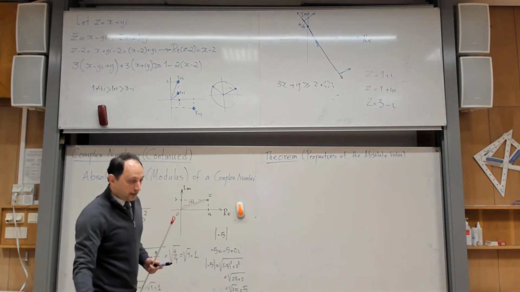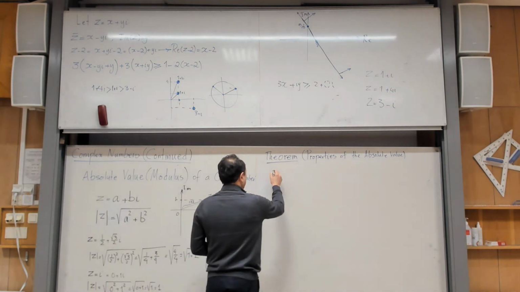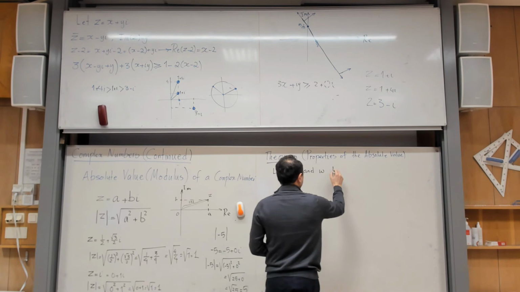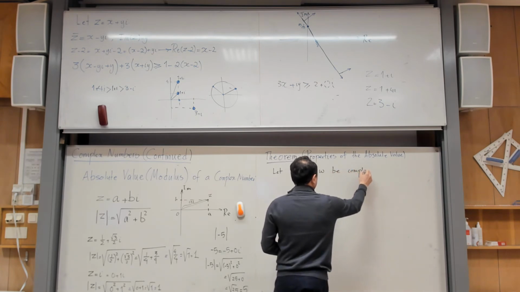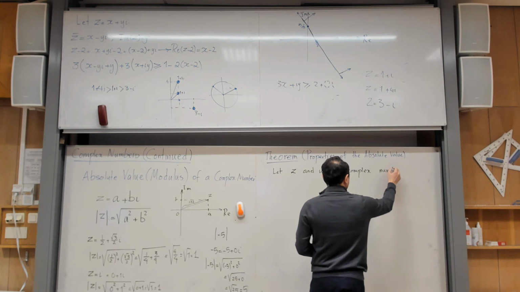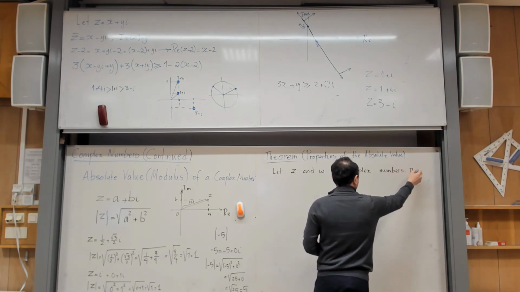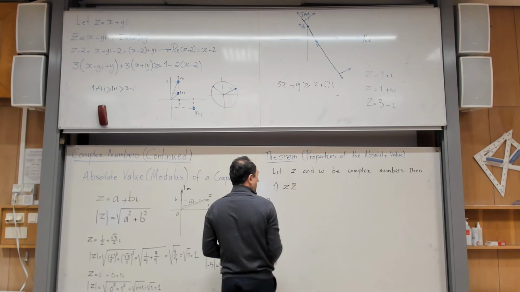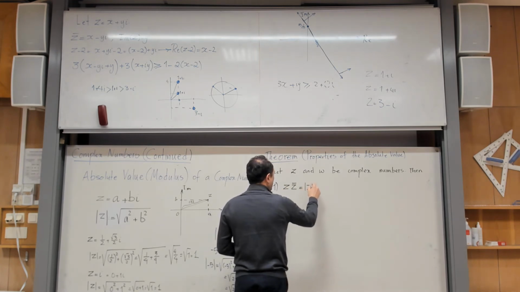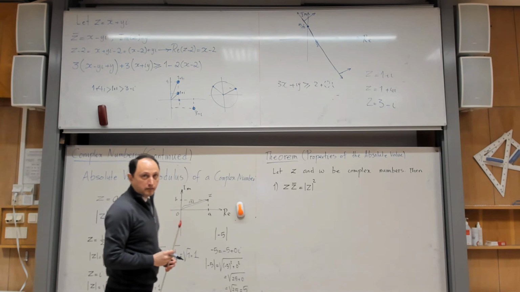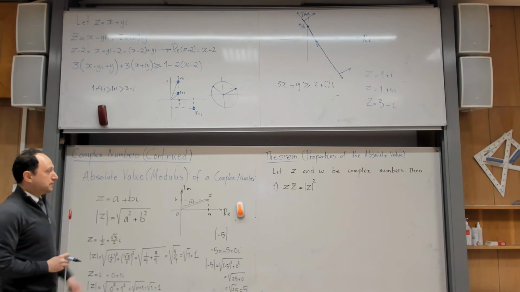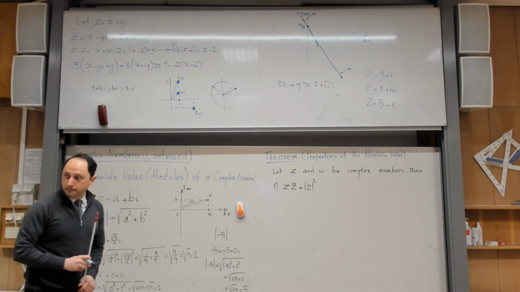So I would say that let Z and W be complex numbers. Then, this one is very interesting, very simple, very important. If you multiply a complex number by its conjugate, it becomes absolute value squared. So if you multiply a complex number by its conjugate, it becomes absolute value of that complex number squared.